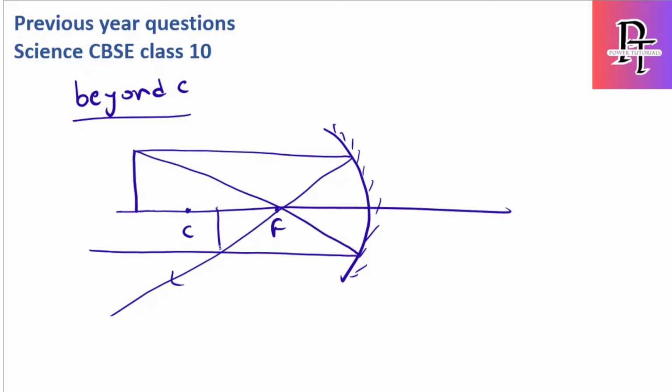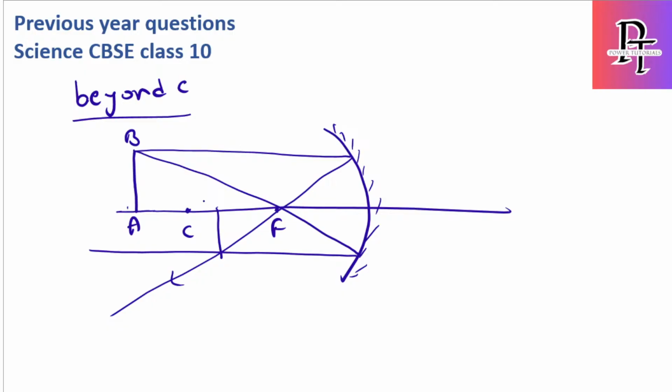So if this is the object AB, then we'll get the image A dash B dash here. So this is the image. I will just mark it with another color. Orange line is the image. Okay, so this is AB which is here, and these are the focus points and all.